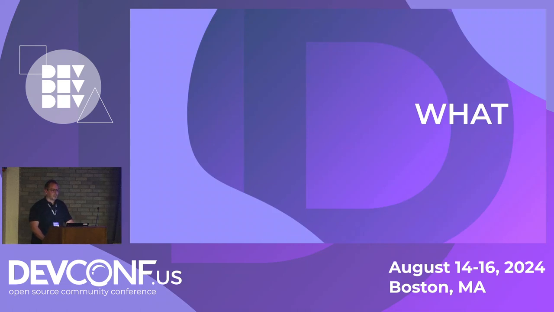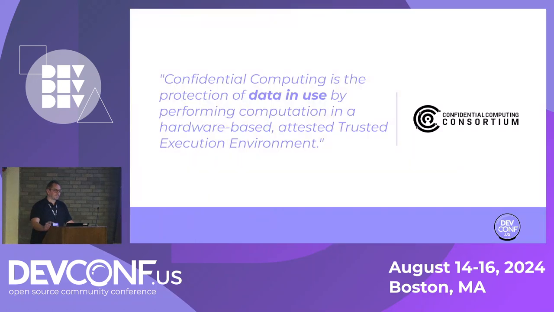In summary, what exactly do we mean when we talk about confidential computing? The Confidential Computing Consortium defined this as the protection of data in use by performing computation in a hardware-based, attested, trusted execution environment. You need to take a breath before you say all those words in a single sentence, right? The keyword that I want to highlight here is data in use, right? We can address a little bit of the other terms later in the presentation.